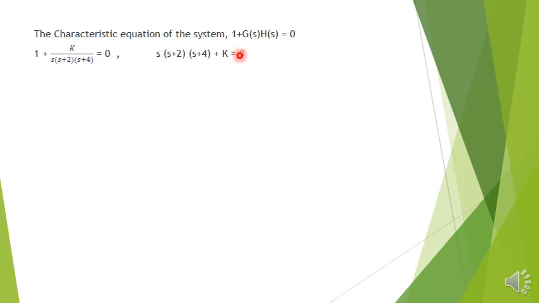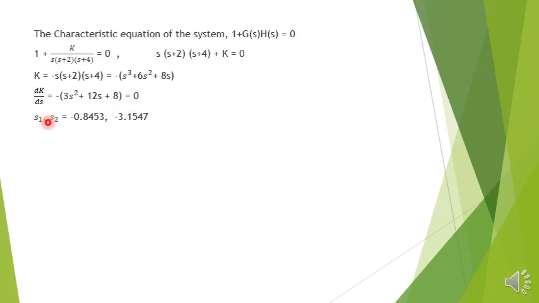Right? So after obtaining the characteristic equation, we need to express K as a function of s. By rewriting, K is equal to minus of s(s plus 2)(s plus 4), that is minus of (s cubed plus 6s squared plus 8s). So this is expressing K as a function of s from the characteristic equation. Then differentiate K with respect to s and equate to 0. So dK/ds equals minus of (3s squared plus 12s plus 8), equal to 0.